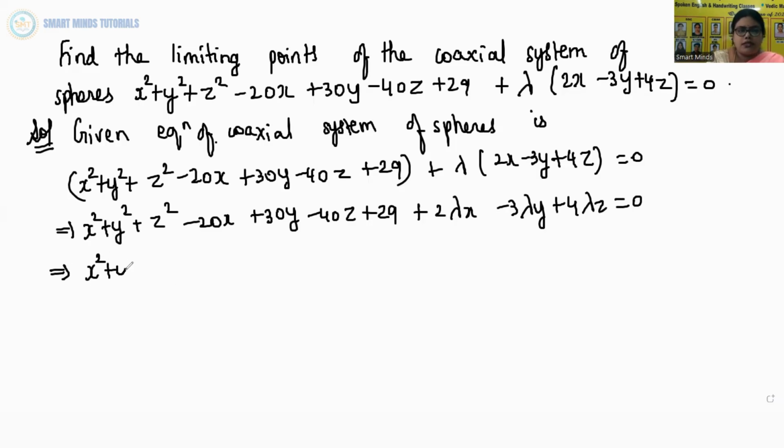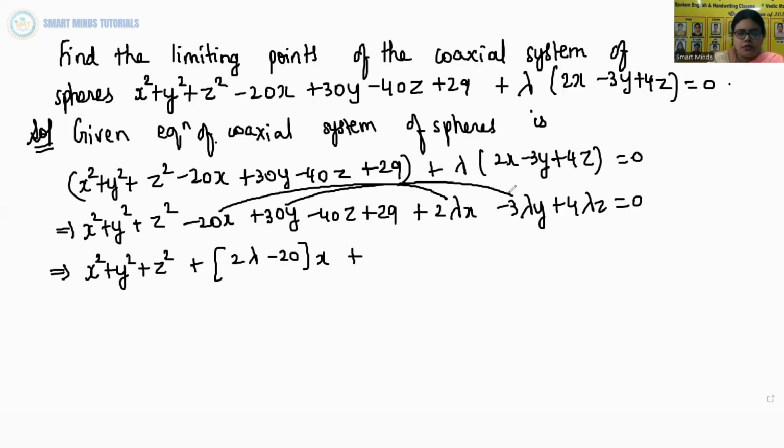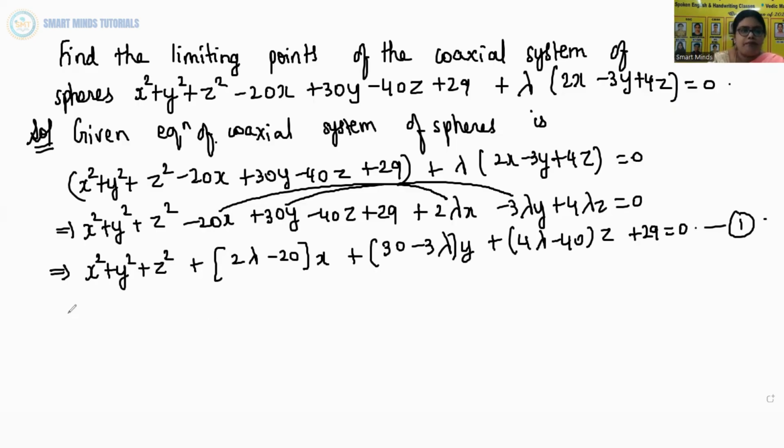So that is x square plus y square plus z square plus 2 lambda minus 20 into x plus, now see here, I have taken x terms common. From these two terms, I took x common. So we got 2 lambda minus 20. Now from these two terms, we take y common. So we get 30 minus 3 lambda into y plus 4 lambda minus 40 into z plus 29 is equal to 0. This is equation number 1.